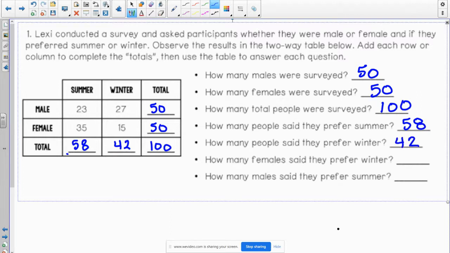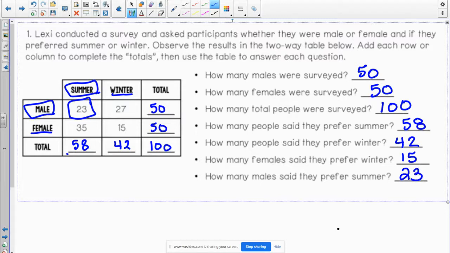How many females said they prefer the winter? This is where you have to do two data points here. Female and winter. That would have been 15. And then how many males prefer the summer? This is male, summer. So this would be 23.